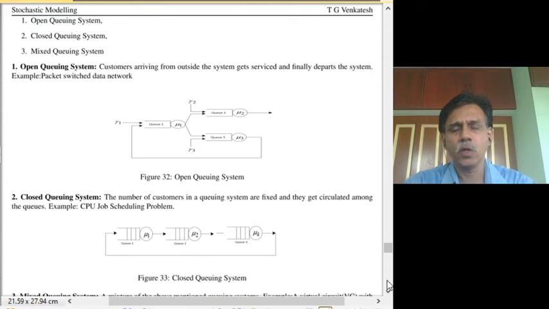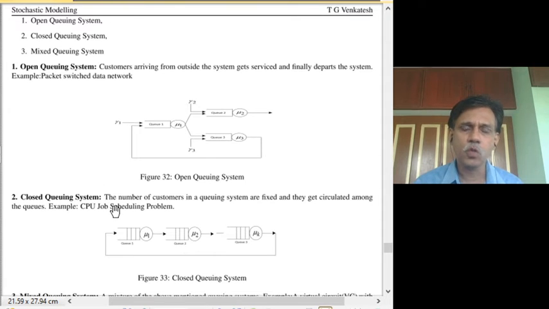So we can classify queuing systems into open queuing systems, closed queuing systems, and mixed queuing systems. In the case of the open queuing system, you have customers arriving at one of the queues in the ensemble of queues, the network of queues. They will visit certain queues and then eventually depart. Every arriving customer goes through some sequence of queues, may revisit some queues in that process, but eventually departs.